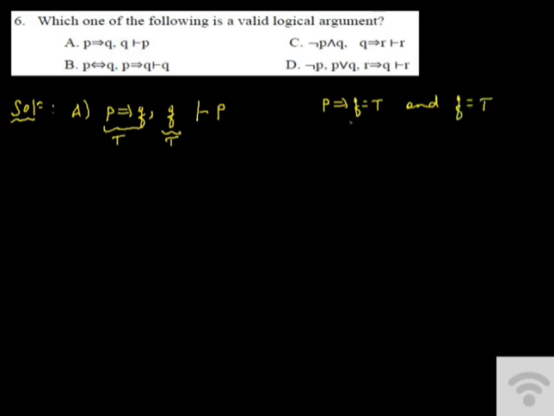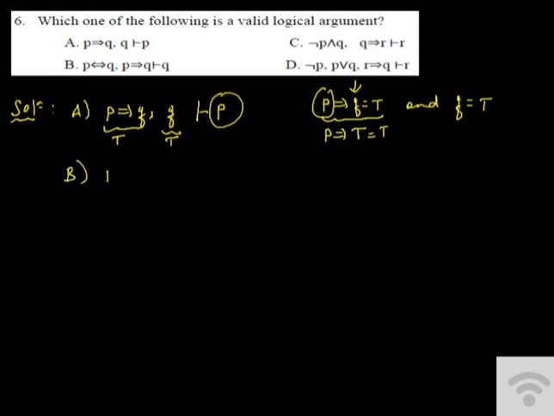So this compound proposition can be true whatever P is. P can be false, P can be true because Q is true. Look, P implies true is true whatever P is. So we cannot draw any conclusion from this argument. There are possibilities for P to be true, to be false. So the argument in A is not valid. So let's check for B.